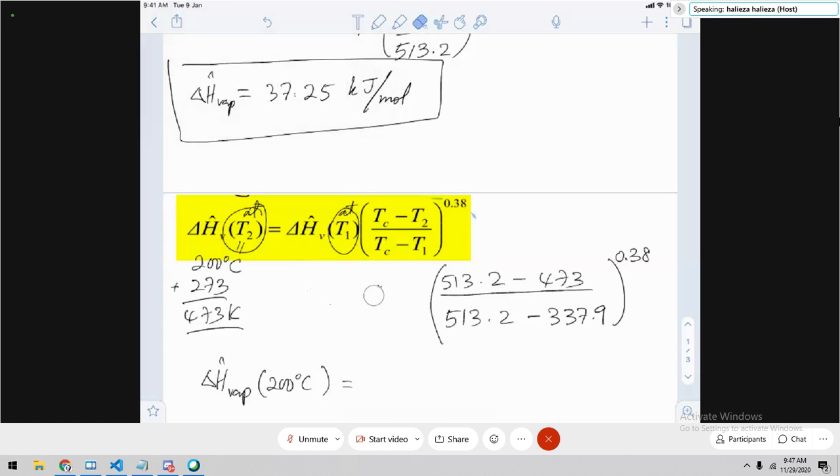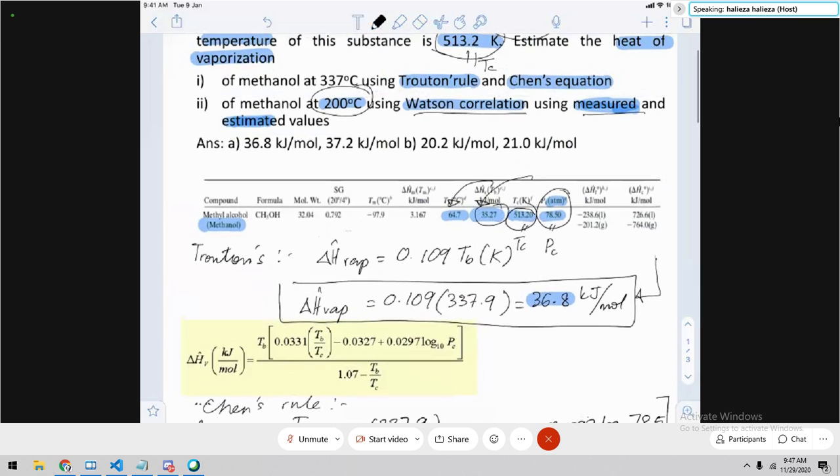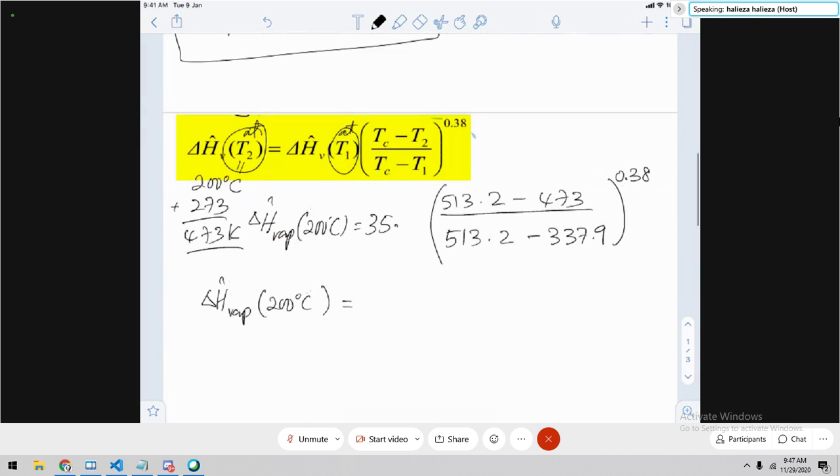Yeah, let me undo that. That is delta H vaporization at 200 degrees C equals that value just now, 35.27, which we got from the appendix of the text. It's multiplied by the bracket, not multiplied by this. Do not multiply that. Do not multiply this. Thank you very much, Aiman.